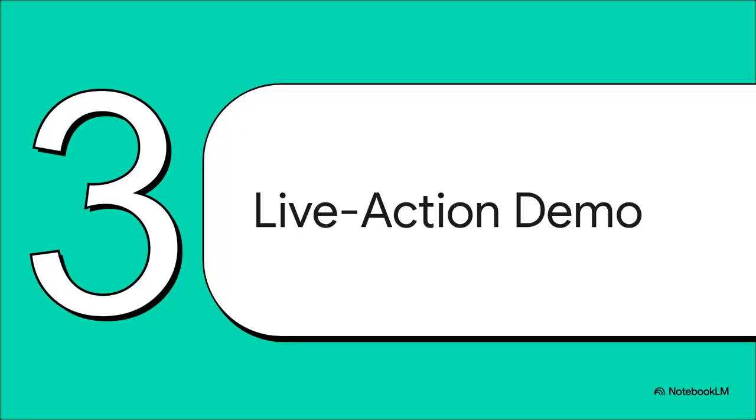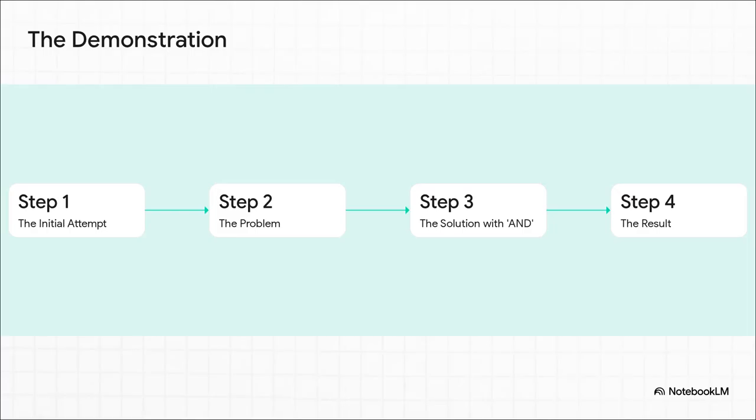Okay, theory is great and all, but let's actually see this thing in action. We're going to jump over to a real-world example on a Salesforce developer sign-up page and see just how powerful this technique really is. So here's what we're going to do. We'll walk through 4 quick steps. We'll start with the basic locator, see the problem it causes, then bring in our AND operator to fix it, and finally, we'll see that perfect result.